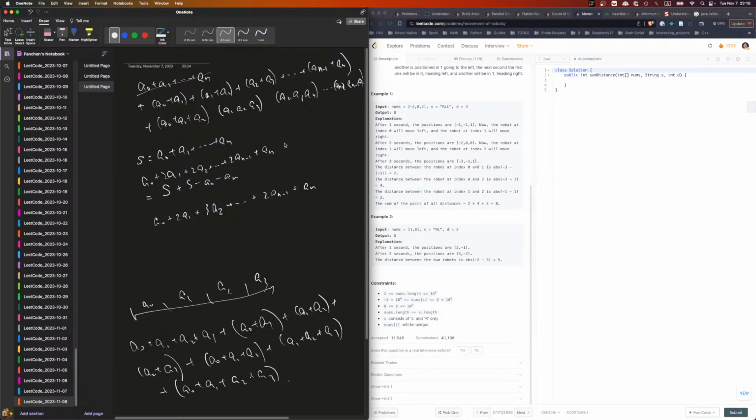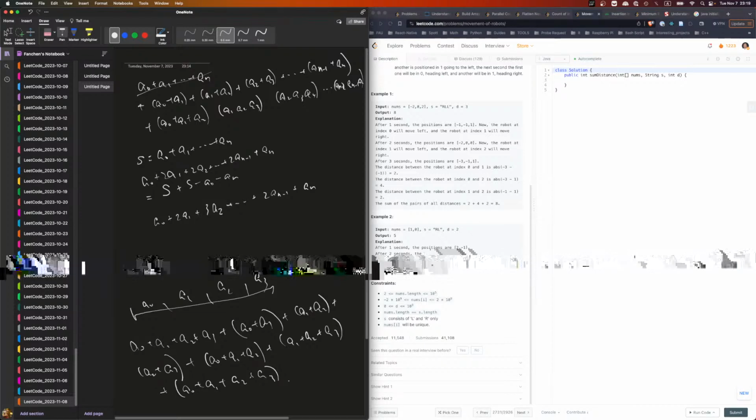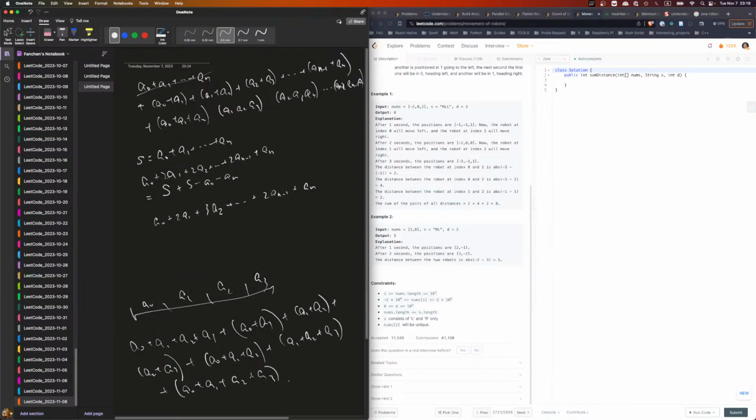Not sure how this one will turn out. Definitely not gonna just do a brute force because you have 10 to the 5th, right? You have 10 to the 5th. So many of them. I am thinking.